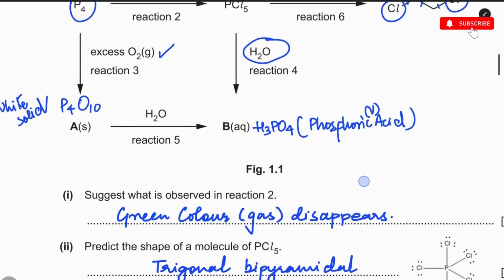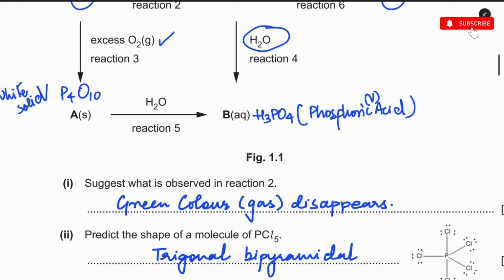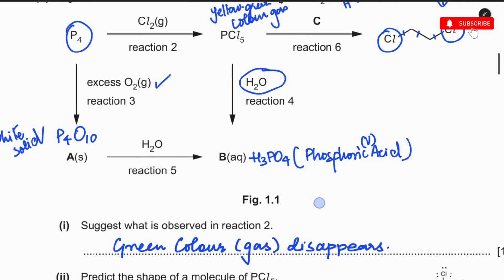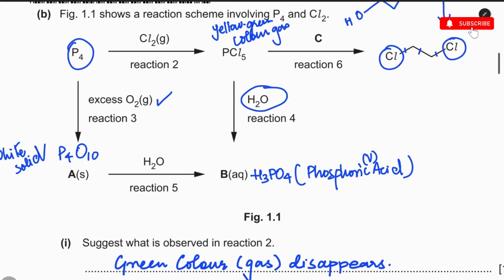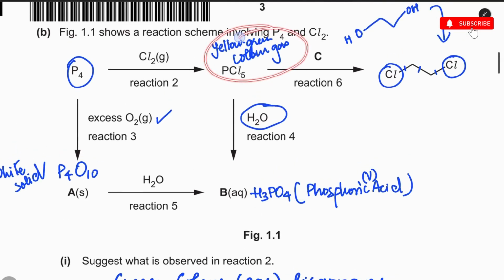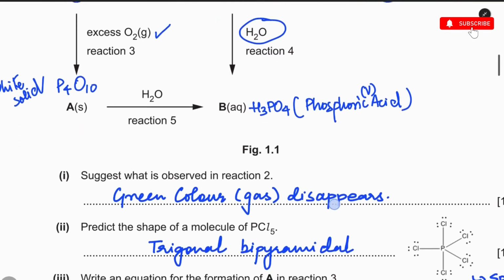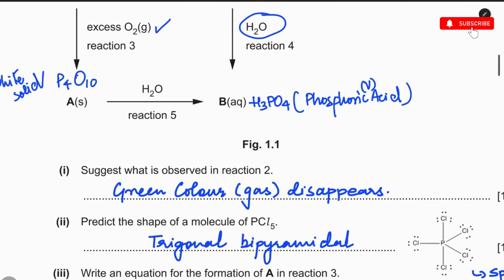Now let's see the question. Suggest what is observed in reaction 2. As you can see, in reaction 2 the yellow-green color disappears. Okay, predict the shape of a molecule of PCl5.